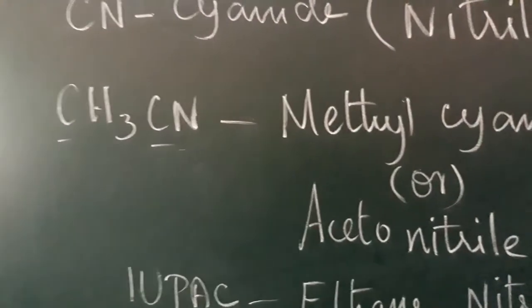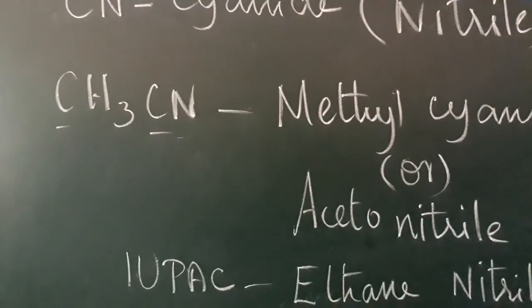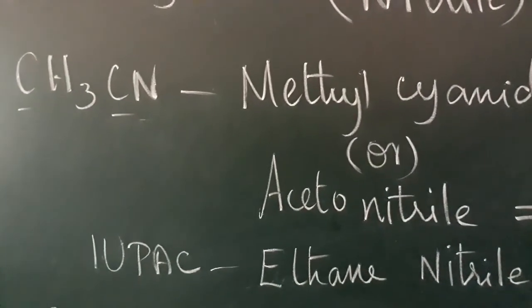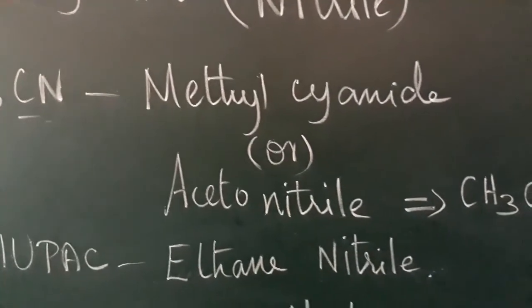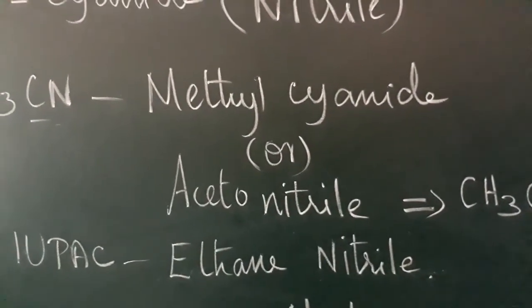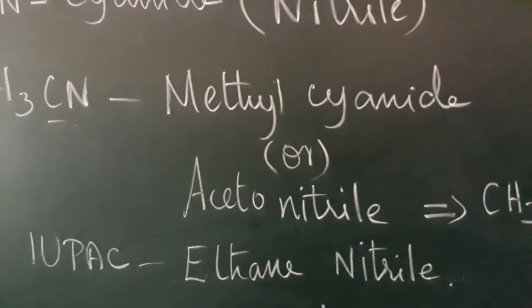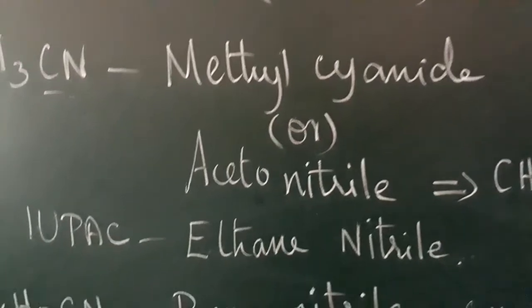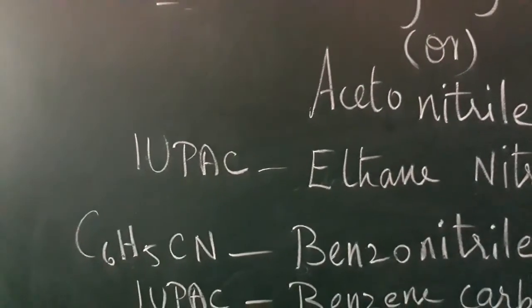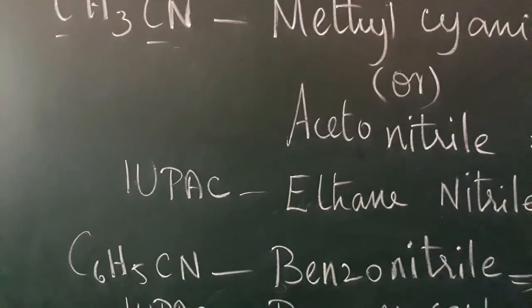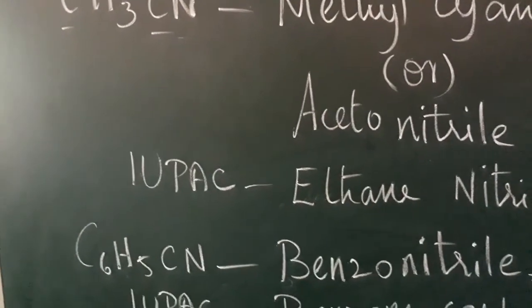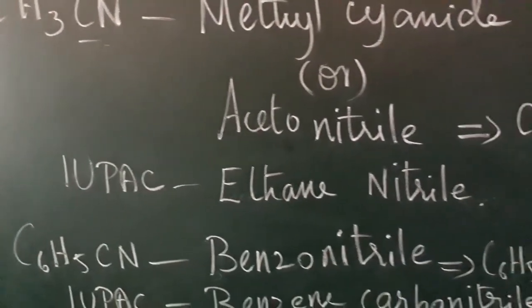It contains how many carbons? Two carbons. Two carbons means eth, and a single bond means ane. So ethane, and the suffix here we write nitrile. The CN is nitrile, so the IUPAC name of this compound is ethanenitrile. The next one, C6H6 means benzene. If one of the hydrogens is replaced with CN, we get benzonitrile.